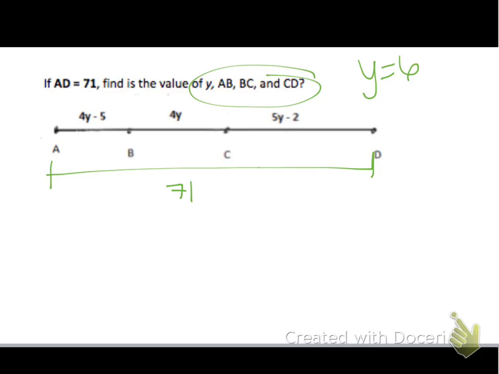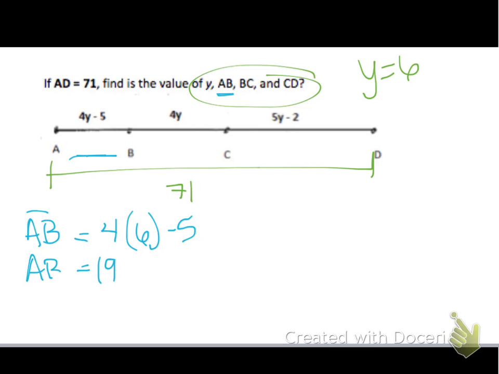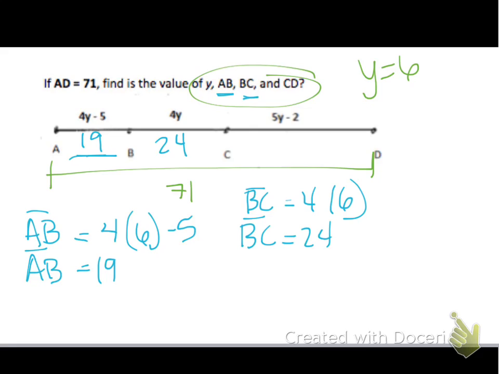Okay, so now if I want to find one of them, AB, this length. So AB should equal, if I plug my y in, whenever I see a y, I should get my missing length. So 4 times 6 is 24, minus 5 is 19. So AB is 19. BC is my next one, so if I have BC equals 4y, plug in my y that I found. So BC should equal 24.